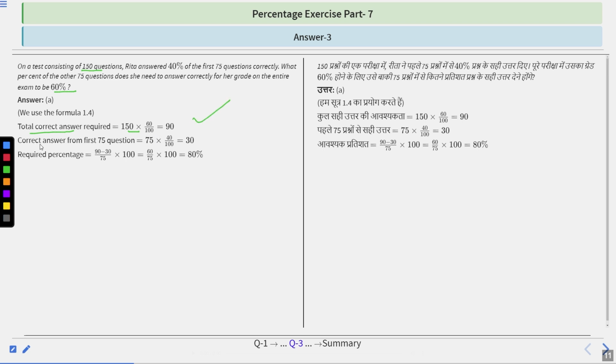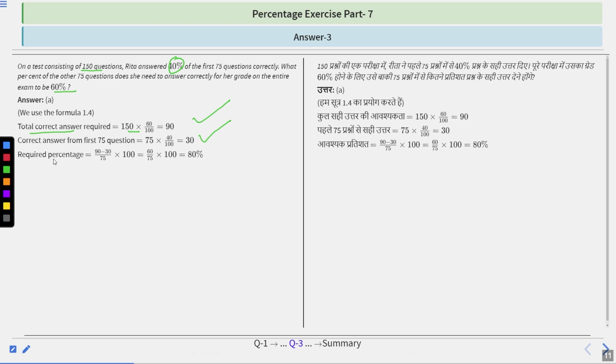And the correct answers from the first 75 questions is 40%. It is given in the question. So he answered 30 questions right out of 75. Clear? 40%, so 30 questions he answered correctly.